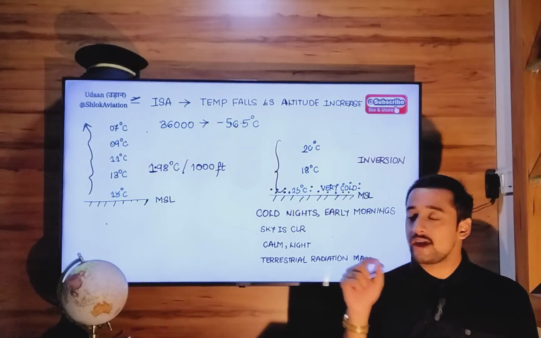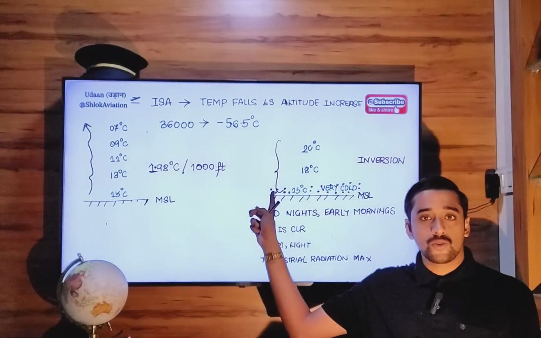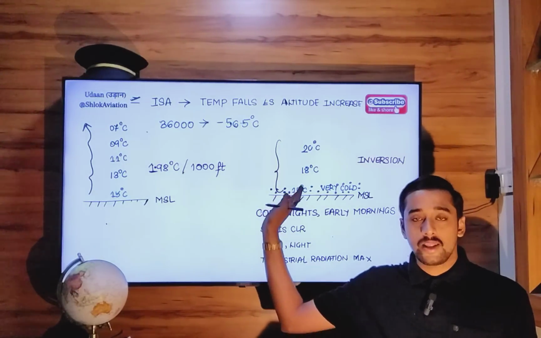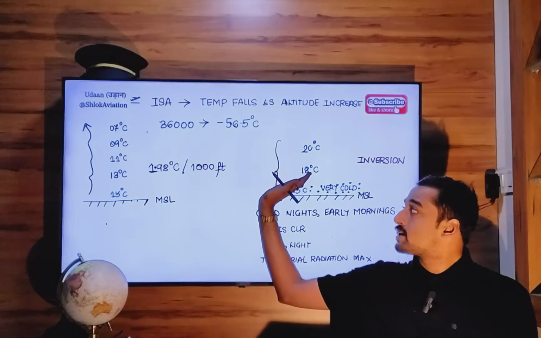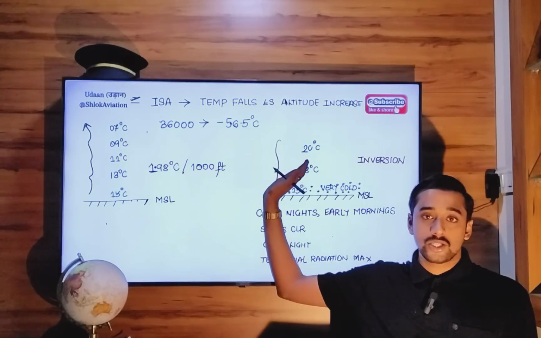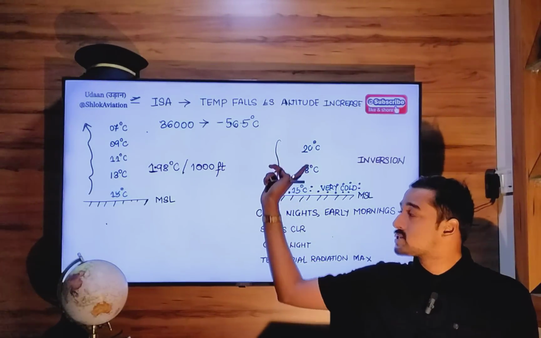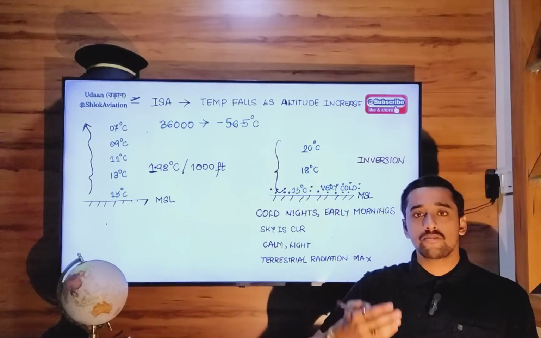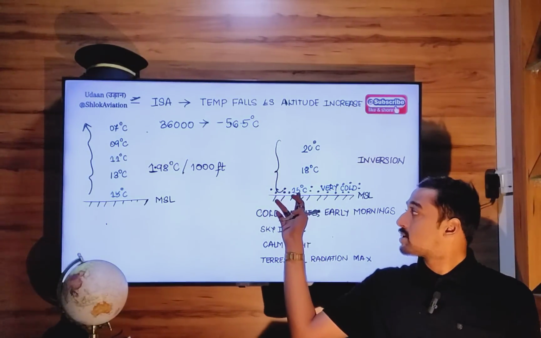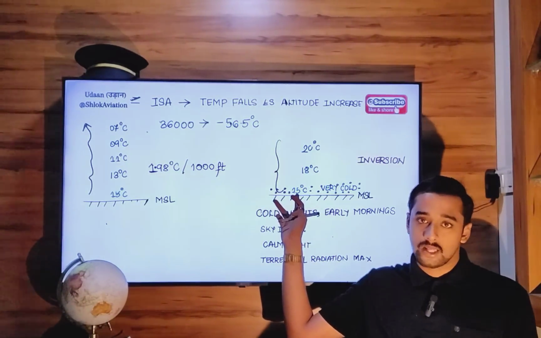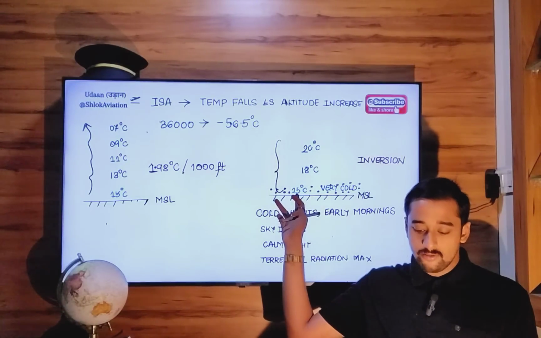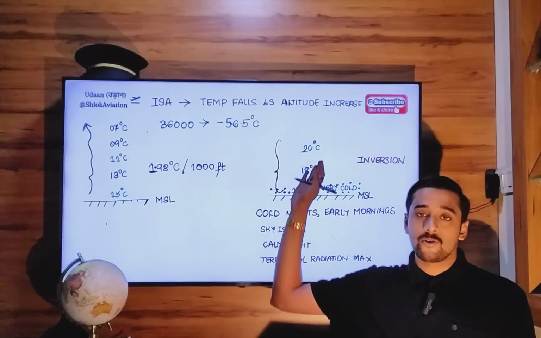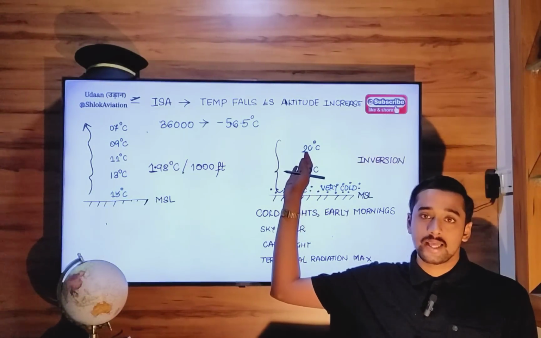Okay, so that's why only a few thousand feet of atmospheric layer in touch with the ground will become as cold as the ground surface. When you go above it or away from it, the temperature in the atmospheric layer above will be a little bit more, or much more, than the ground surface temperature of 15 degrees Celsius. That's why we call this inversion. The surface is very cold, but the temperatures above that are warmer.